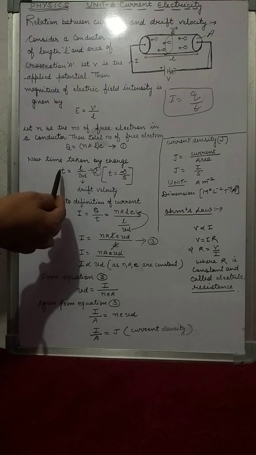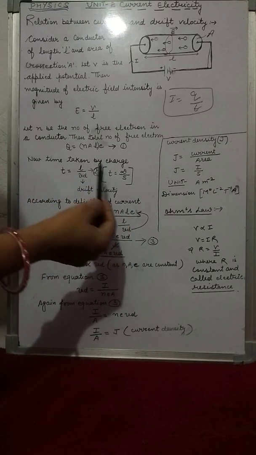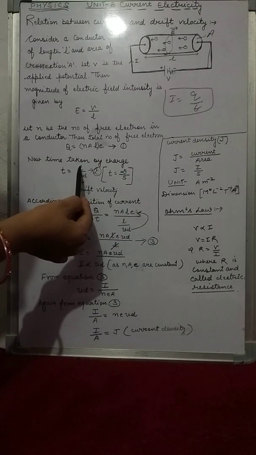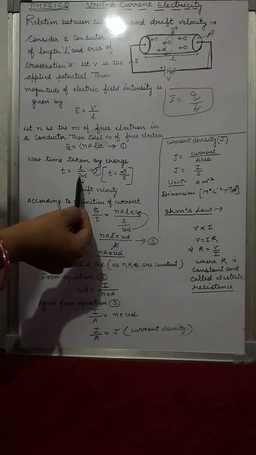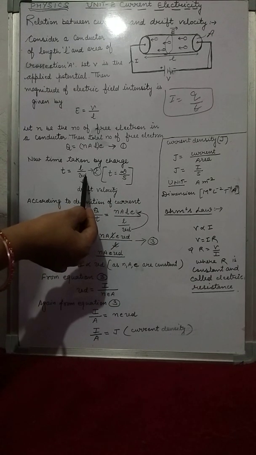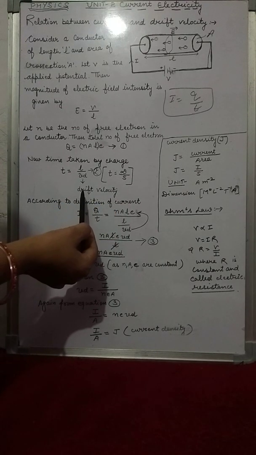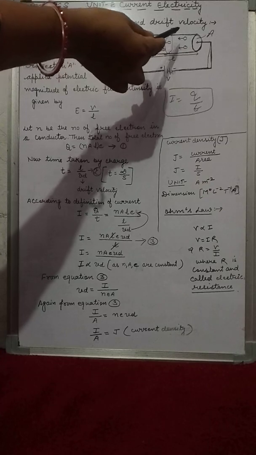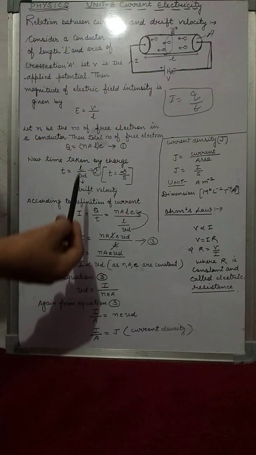The formula of time is distance upon speed. Therefore here T is equal to distance, which means length L, upon speed, which here is Vd, the drift velocity. So we know what drift velocity is: the velocity with which the free electrons drift in the direction opposite to the applied electric field.